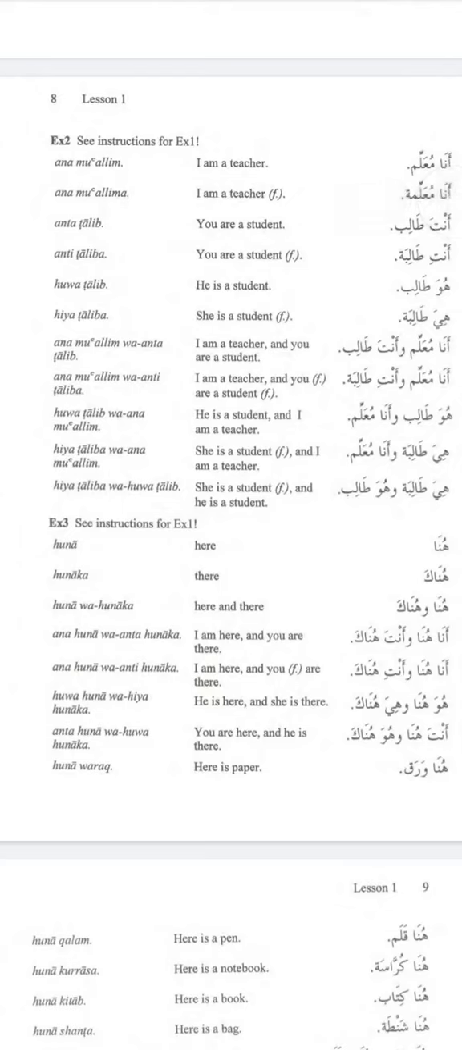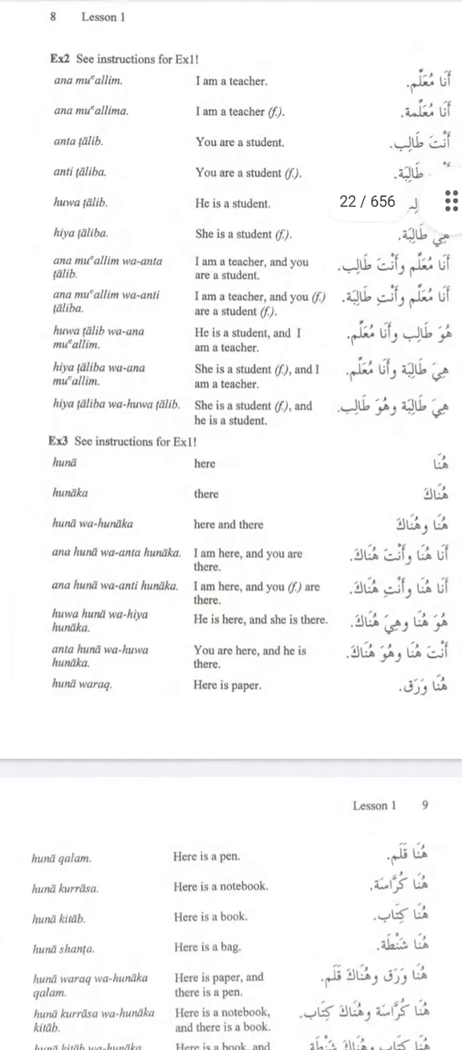Hiya taliba wa huwa talib, she is a student and he is a student.